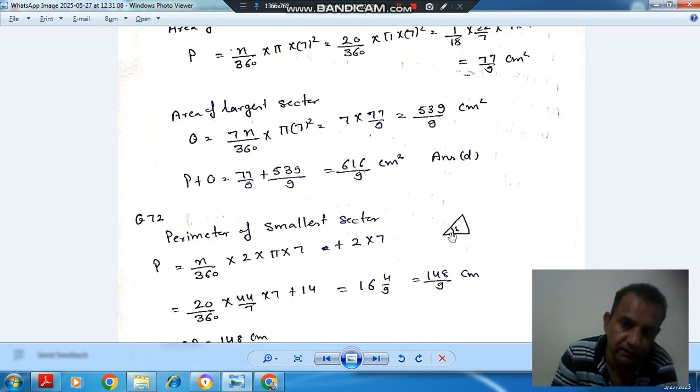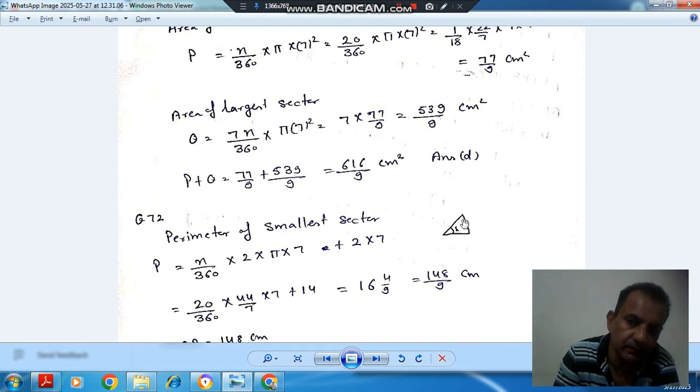So this is the smallest sector having angle x. The perimeter will be the summation of this dimension and this dimension. 2 pi r is the perimeter of the whole circle. And for that part x, this dimension will be x by 360, because this is x and the total angle is 360 for a circle, into 2 into pi into r, plus we have to add this length plus this length, both are 7.